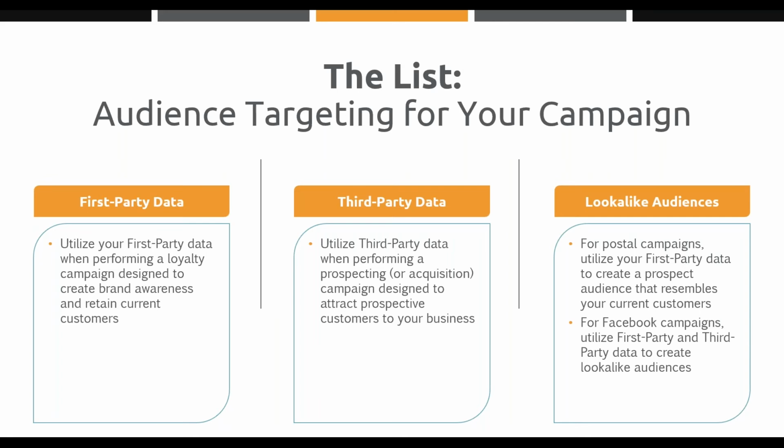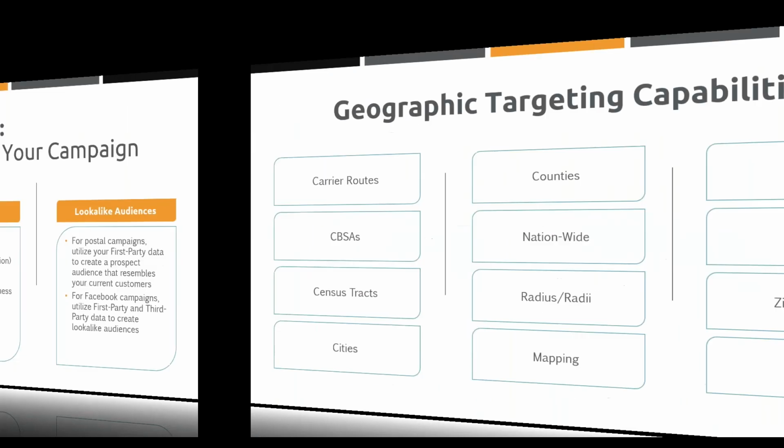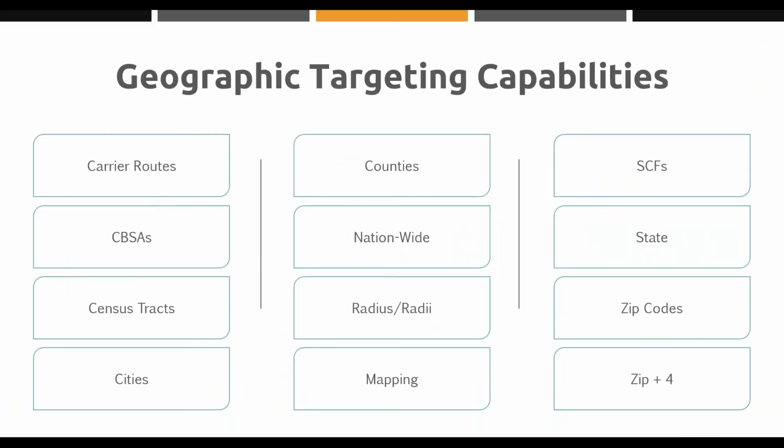Likewise, if you're doing any type of digital marketing, particularly on Facebook, you can utilize your first-party data and third-party data to create lookalike audiences as well. So those are 3 different types of audience targeting that you can consider based on the type of campaign you're performing. So the next thing that you want to take into consideration are the geographic targets.